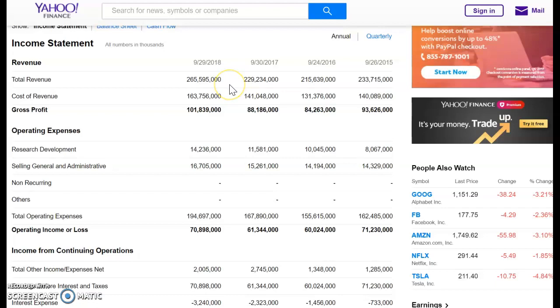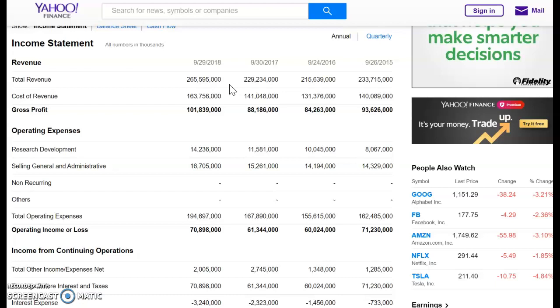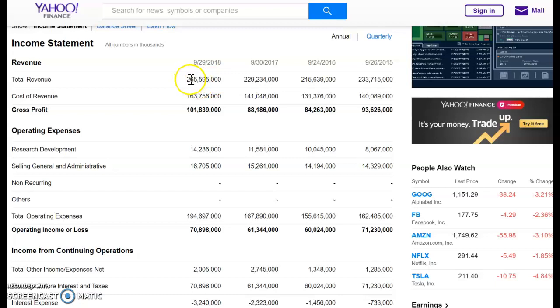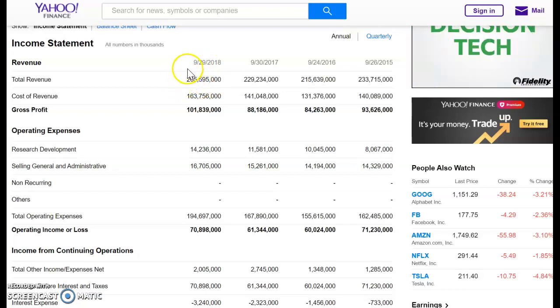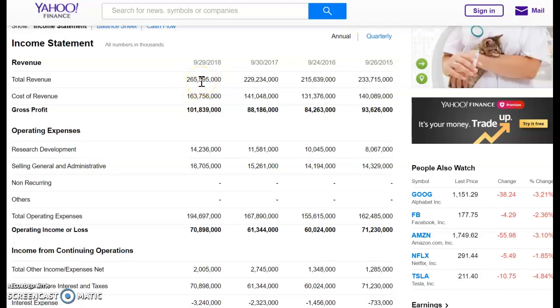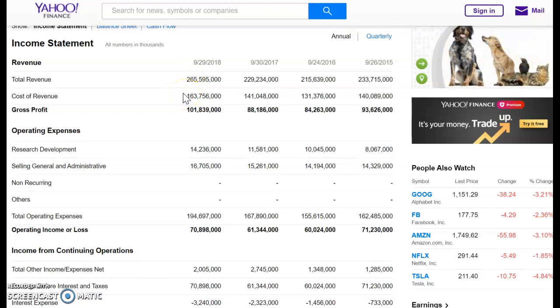So let's think about what Apple sells. Apple makes most of their money by selling iPads, cell phones, the iPhone, iPods, and their Apple apps. So this is the amount of sales that Apple has as of September 29th, 2018. So basically for the year of 2018. So the total revenue is, let's round, 266 billion, because all these numbers are represented in thousands.